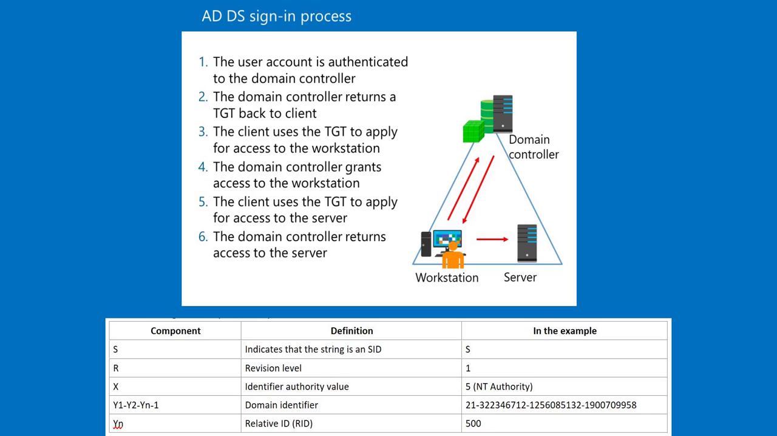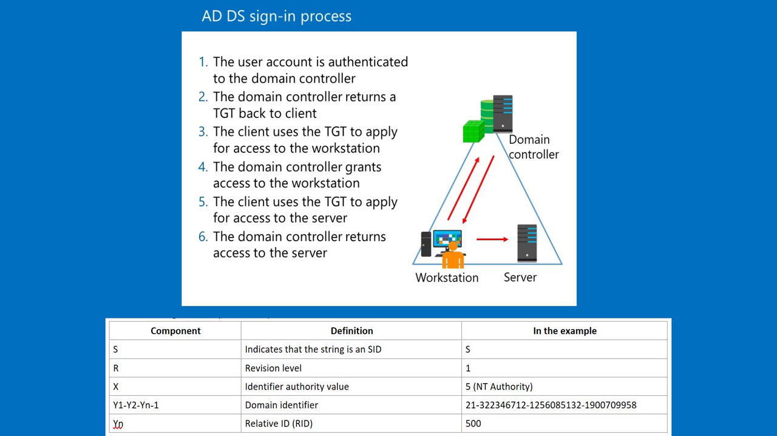When a user attempts to sign into a computer, the computer first searches for a domain controller to authenticate the user by using DNS lookup. The computer then sends the user's name and password to the domain controller for authentication. The local security authority, LSA, on the domain controller handles the actual authentication process.